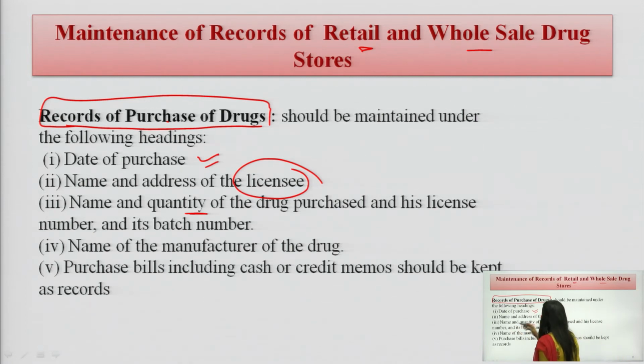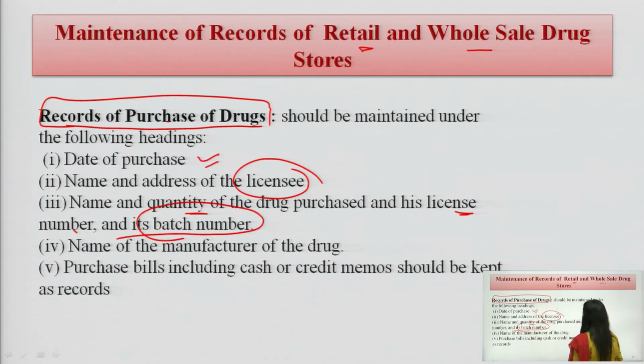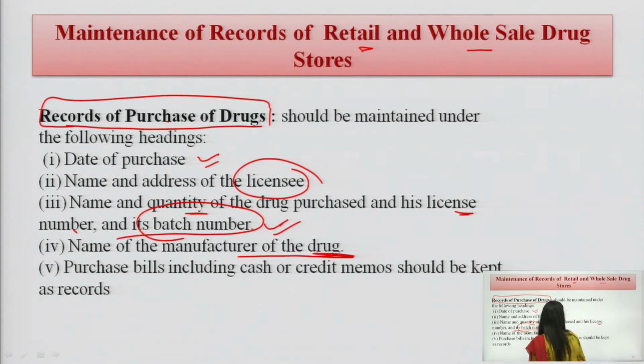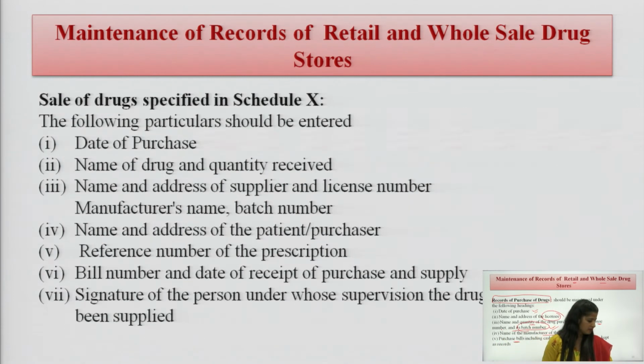The name and quantity of the drug purchased, the license number and the batch number. If any problem is there, of course, we can withdraw that, so the batch number is required here. The name of the manufacturer of the drug, who is manufacturing the product, who is the supplier of that product, and the purchase bills as proof. Cash and credit memos should be kept as records so that we can use them as evidence.